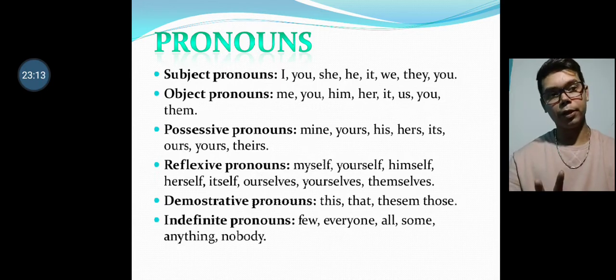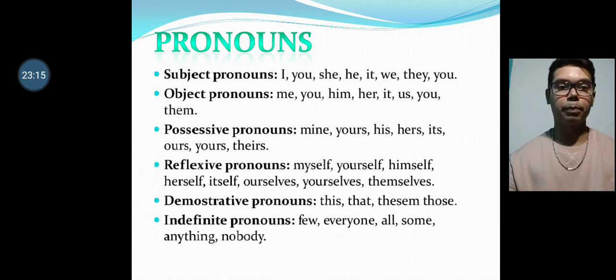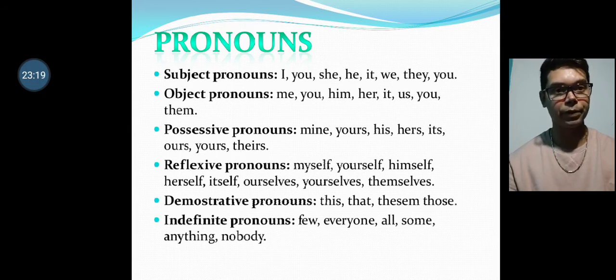So we also find here the figure of the pronouns. The pronouns, tenemos varias clasificaciones. We have the subject pronouns, que son I, you, she, he, it, we, they, and you. We have the object pronouns, which are me, you, him, her, it, us, you, them. Los pronombres objetos son los pronombres sobre los que recae directamente la acción de un verbo.